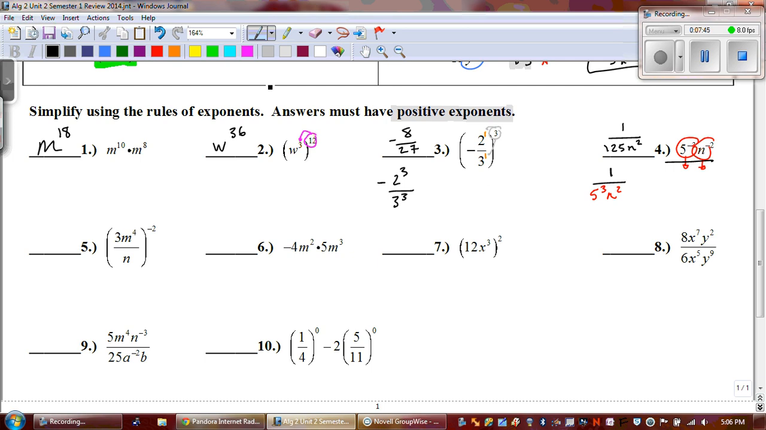Okay, number 5. We check to see if we can reduce, and we can't. So now we're going to distribute that -2 to everything.